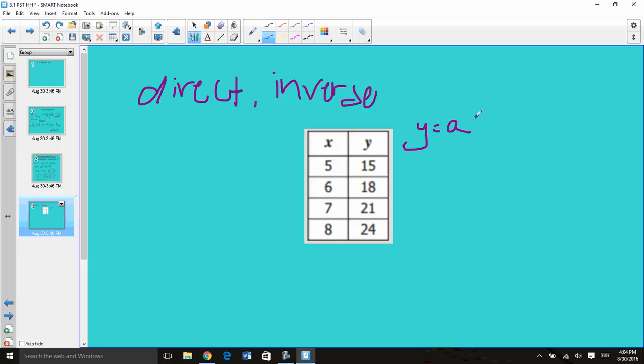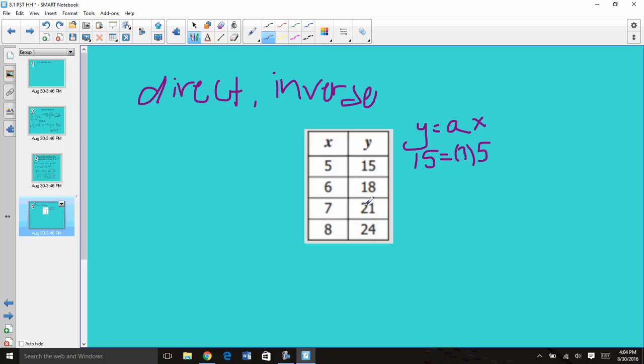Our coefficient out front. So we start with x. So let's do this here. Our x is 5, starting off with. And our y is 15. What is our a? How do we get from 5 to 15? What can we multiply by? Well, I think of 3, right? 3 times 5 is 15.